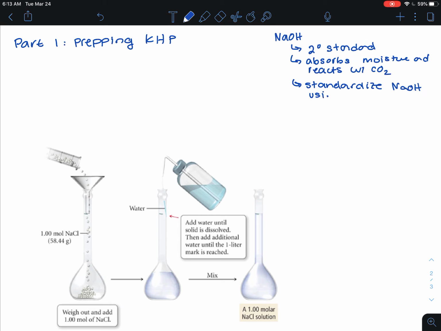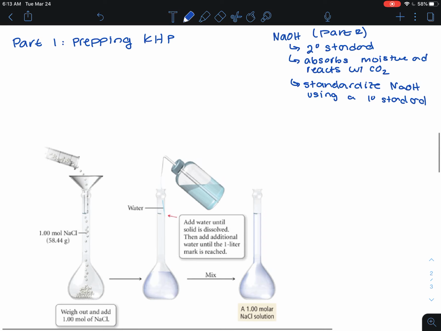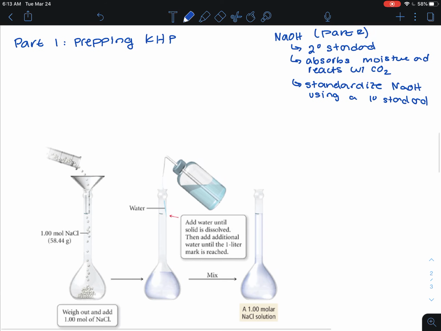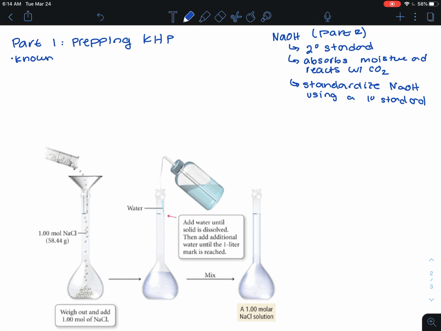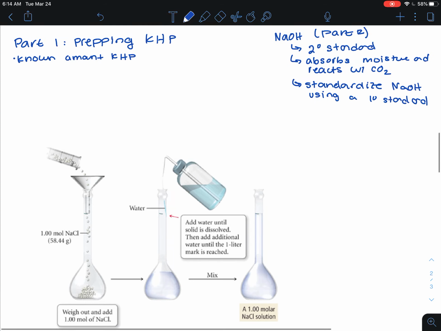For this reason, we want to standardize NaOH using a primary standard. Since our end goal is to find the moles of KHP exact, we need to know the exact molarity. Since we don't and can't know that of an NaOH because it's a secondary standard, we have to standardize NaOH. And this is part 2. So in part 1, you're using KHP and making it to then standardize NaOH in part 2.